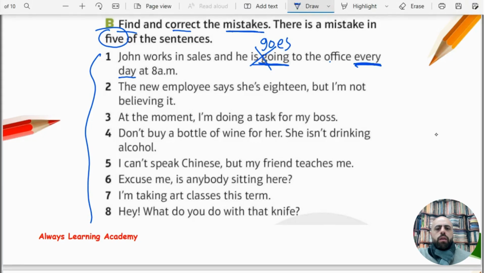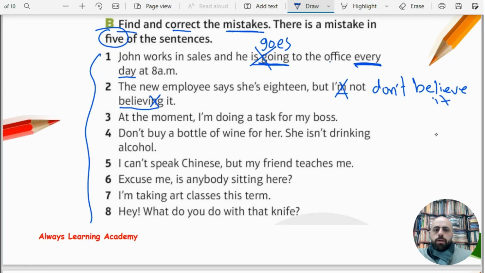Now, number two, the new employee says she's 18, but I'm not believing it. Remember, believe, that verb is a state verb. We cannot use ing with it. So we don't use present continuous, so that will be a mistake. Instead, we say, but I don't believe it.